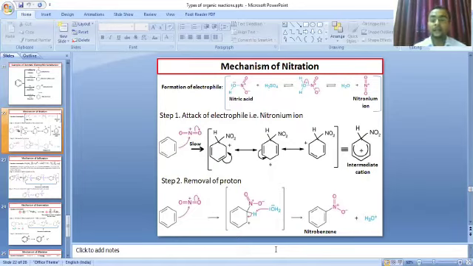So this is the mechanism, and the transfer of electrons of the pi bond is represented by the double-sided arrow. We already discussed in our previous slides, there are fish hook arrow and double-sided arrow. That means both the electrons are transferred, which is represented by the double-sided arrow.